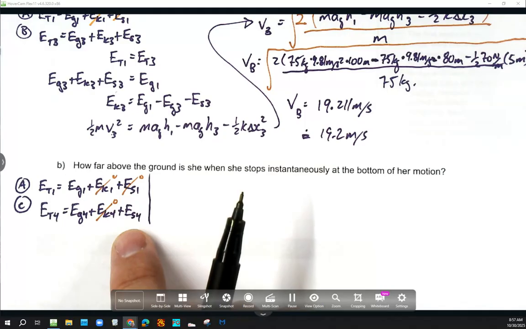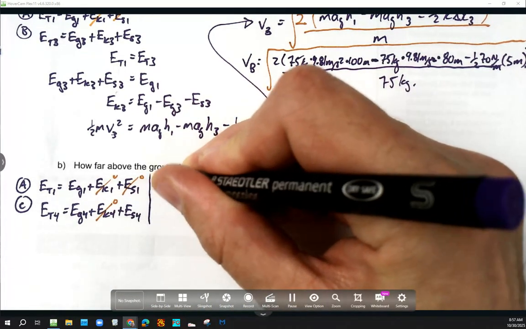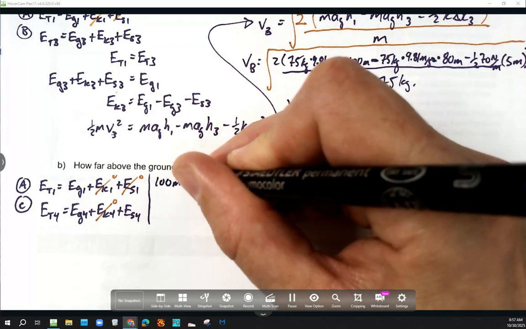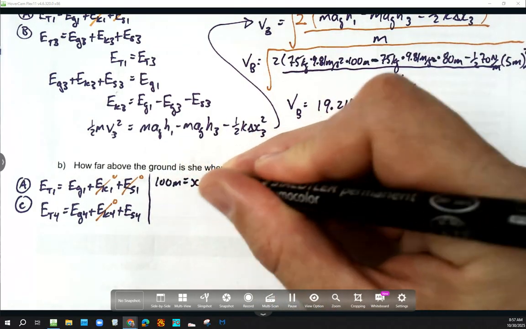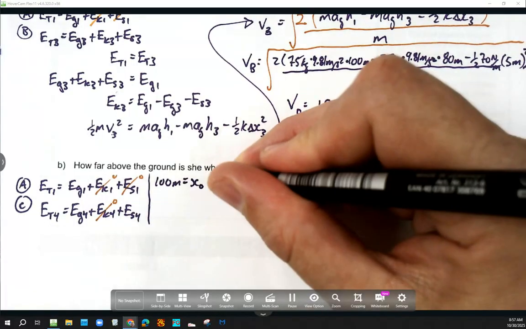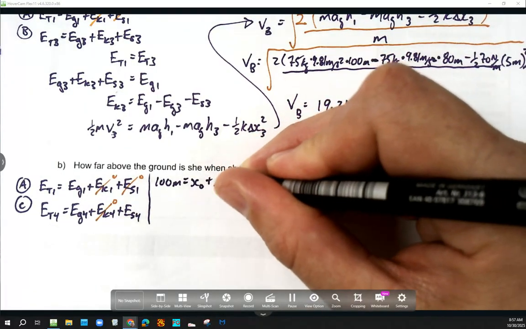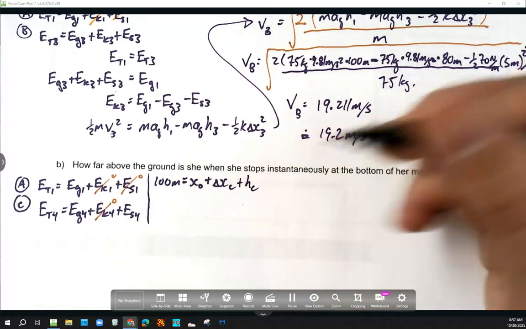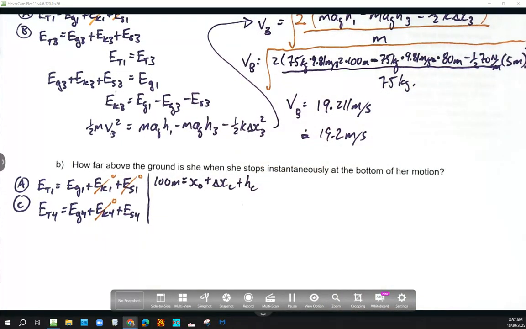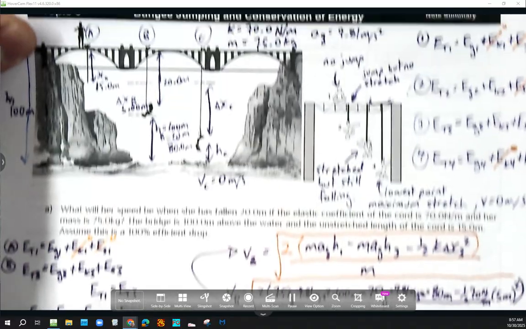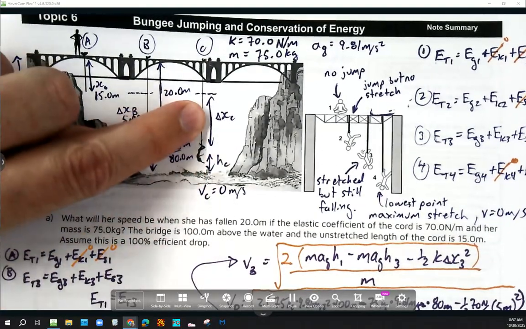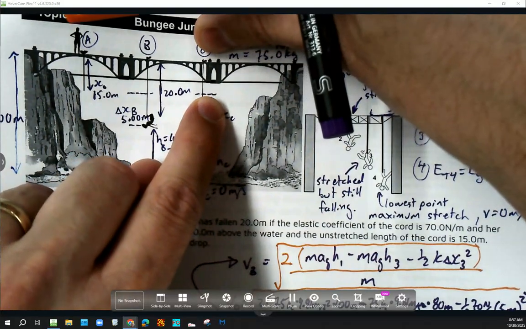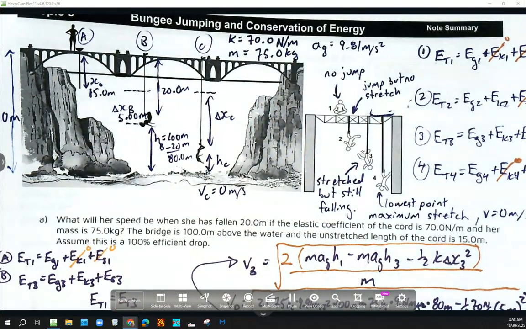If I take a look up at the top of the page, you have it in front of you. If I have a total height for my cliff of 100 meters, I know that the slack length, X naught, plus delta X C, plus HC, X naught, delta X C, and HC should all add up to 100. If you want a visual on that, I'll pan up and then pan back down again. HC, delta X, and then the distance below the bridge is the X naught value. Those three things should add up, like just spatially, that makes sense.